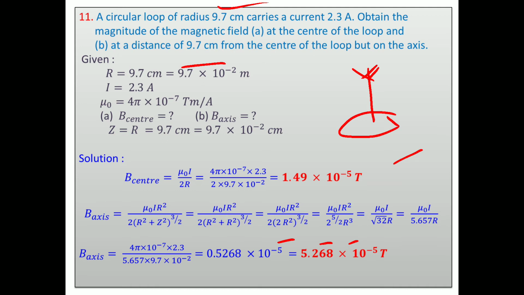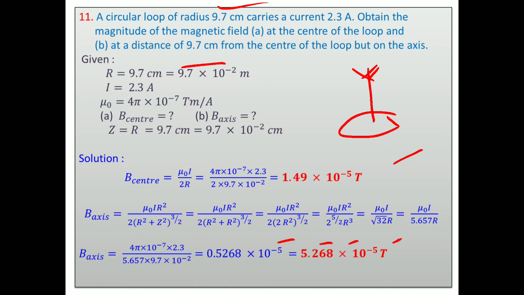Thereafter mu naught I as it is, r square gets cancelled, only r remains. Thereafter 2 raised to 5 by 2 is the square root of 2 raised to 5, which is 32. Raised to half means square root of 32. The square root of 32 is taken as 5.657 r. This numerical is quite difficult, but go in this way, then it gets very easy.